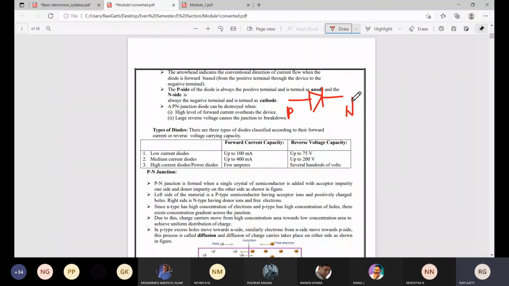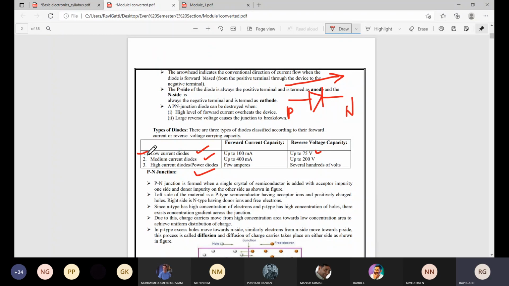The first we call low current diodes, the second we call medium current diodes, and the third one we call high current diodes, or power diodes. Now we can see, if the forward current capacity, meaning the current flowing through this PN junction, is up to 100 milliamperes, we call it a low current diode. Or if it is able to withstand up to 75 volts reverse voltage, then we call it a low current diode.